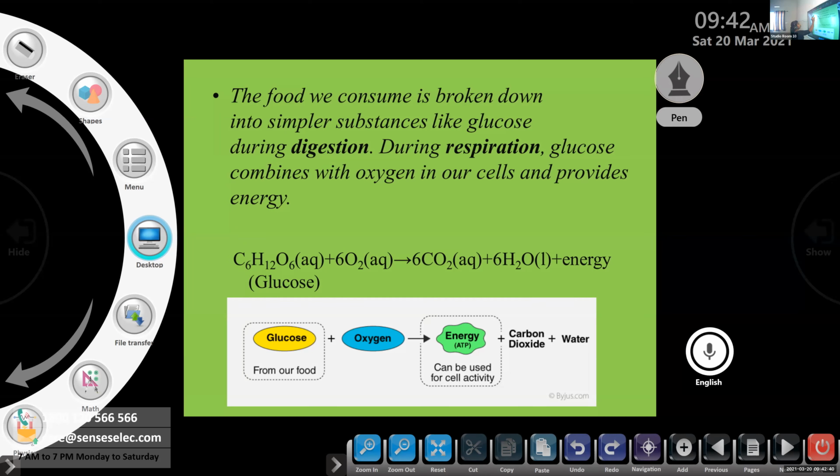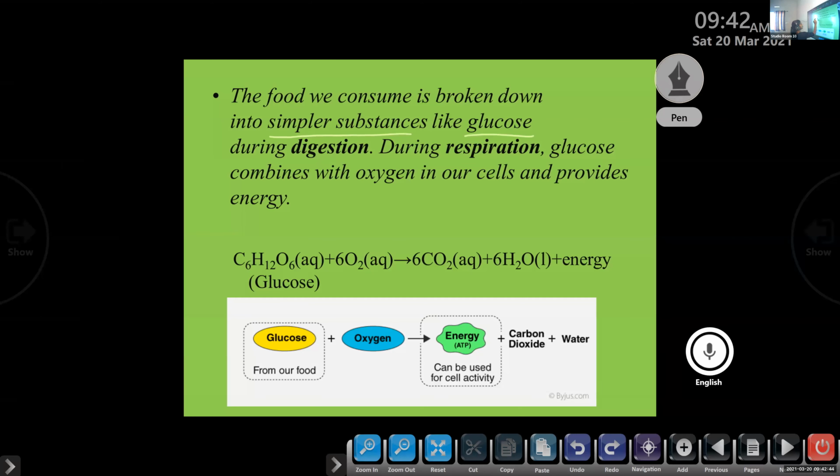Clear? The food we consume is broken down into simpler substances like glucose during digestion. And during respiration, this glucose combines with oxygen in our cells and provides energy. That's why this respiration process is an example for exothermic reaction. Here also energy is released in the cells.